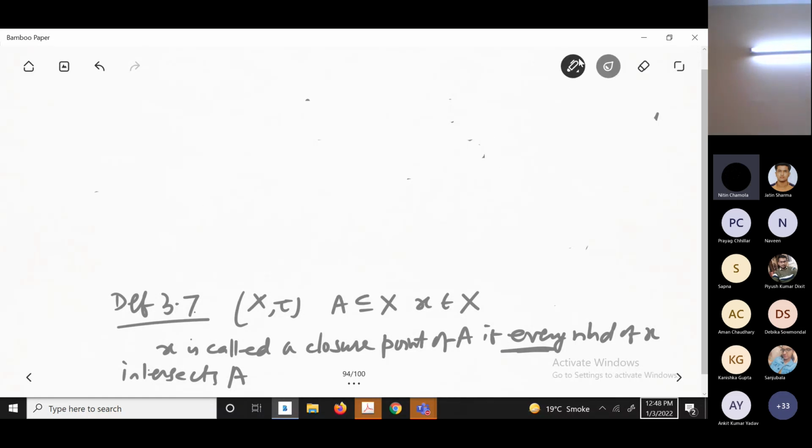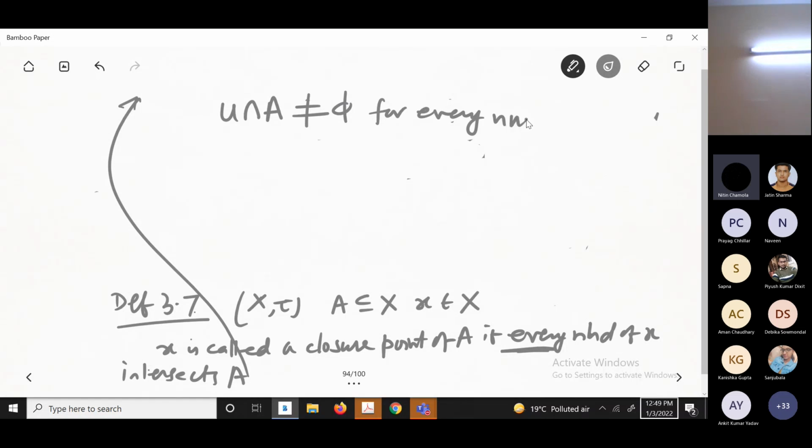That is, look here, I'm going from here to this. U intersection A not equal to phi for every neighborhood U of X. This is the thing. Every neighborhood of X must intersect A. If you take the topology definition, that will also stay the same thing. But we will always take open neighborhoods. So this is called the closure point.